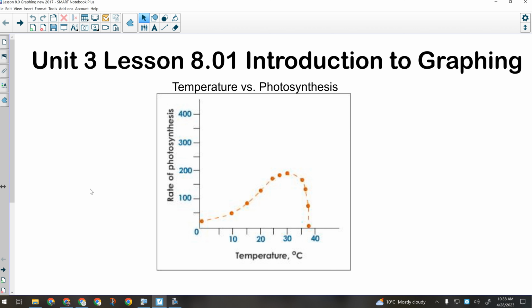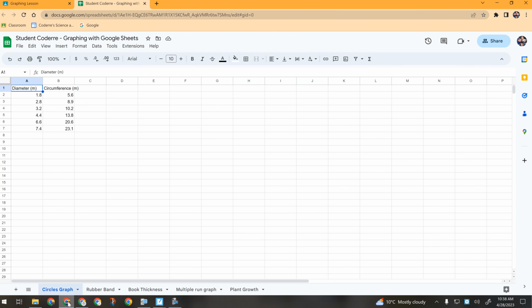Okay, so let's go through how to build a graph with Google Sheets. If I can get you guys to open the first sheet that is about the relationship between diameter and circumference. What I want to do here is build a line graph of that data. To do that in Google Sheets, I want to highlight all of my data. So I just click and drag until all of my data turns that faded blue color, and it has a blue box drawn around it.